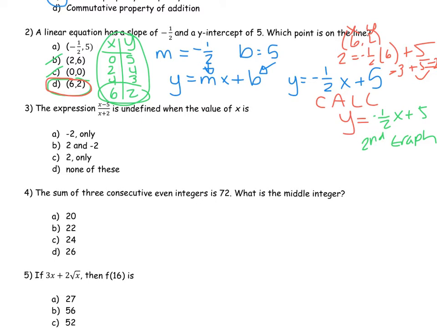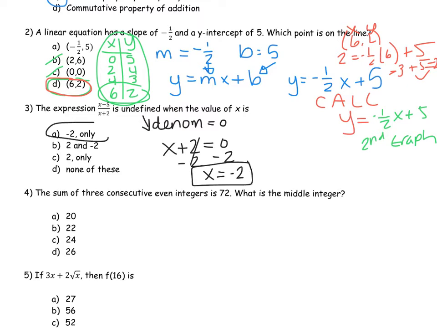The next question says, the expression blah is undefined when the value of x is, well, something's undefined when the denominator equals 0. All right, so you take the denominator, set it equal to 0, solve for x. So the value that makes this expression undefined is where x is equal to negative 2. Negative 2 only. All right, if you had x plus 2 and you said 2 would make it undefined, you're wrong because 2 plus 2 is 4. And 4 is not 0, so no, it's only negative 2.